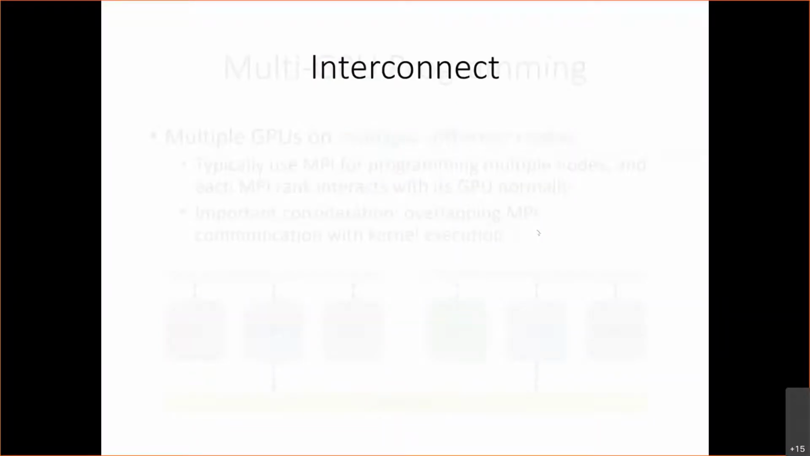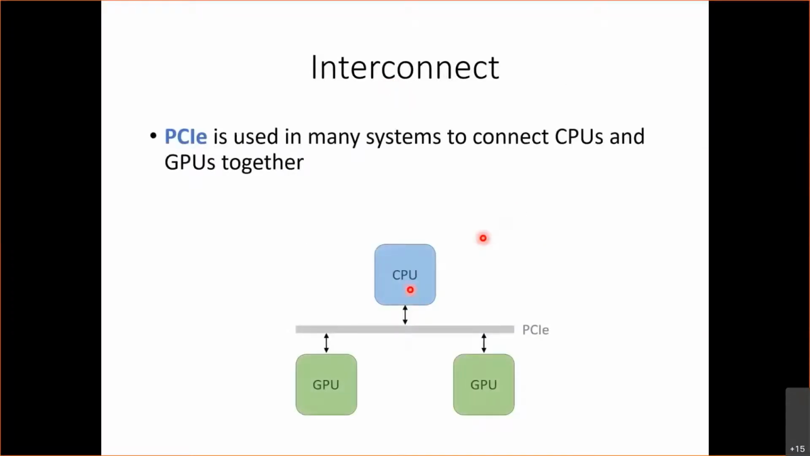Another topic that we haven't really delved much into is interconnect. When we have a CPU that's connected to multiple GPUs, how are they connected? Well, they're connected via an interconnect, and one common interconnect that is used is PCIe. PCIe is a type of interconnect that's used in many systems to connect CPUs and GPUs together. PCIe is a very general kind of interconnect. We use it to connect CPUs to GPUs, but we can also use it to connect CPUs to other kinds of devices like FPGAs, for example. And because PCIe is general, it's commonly used in many systems.